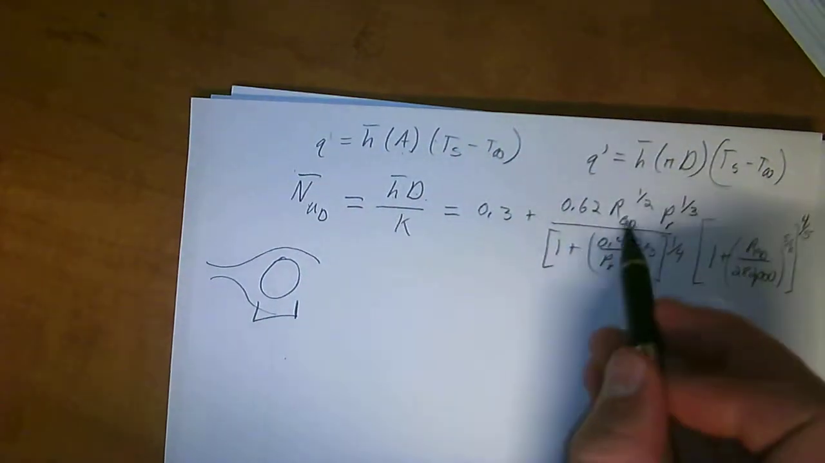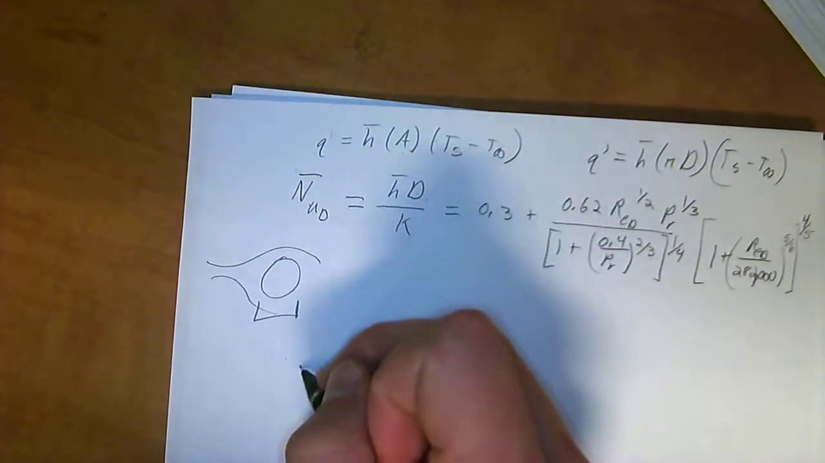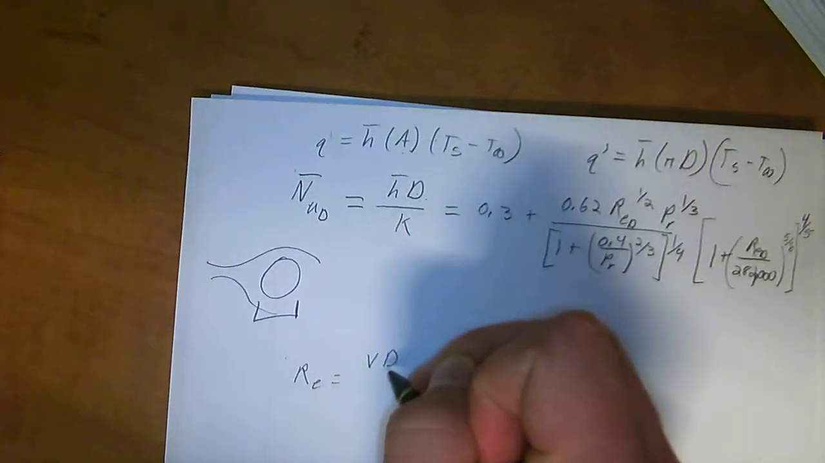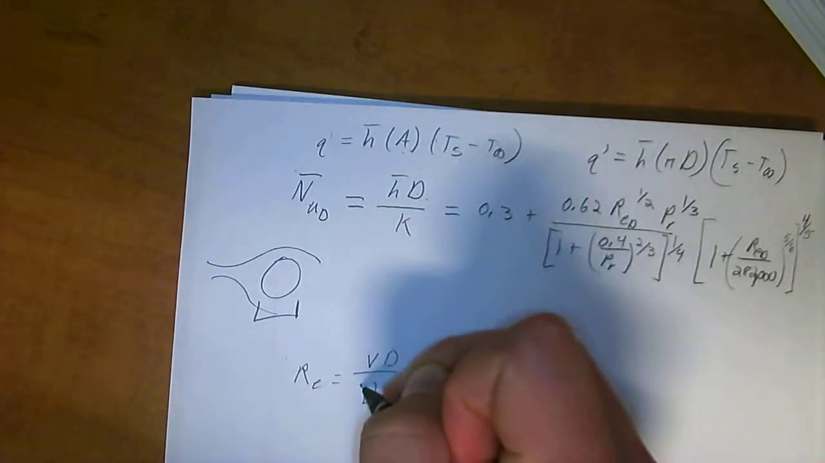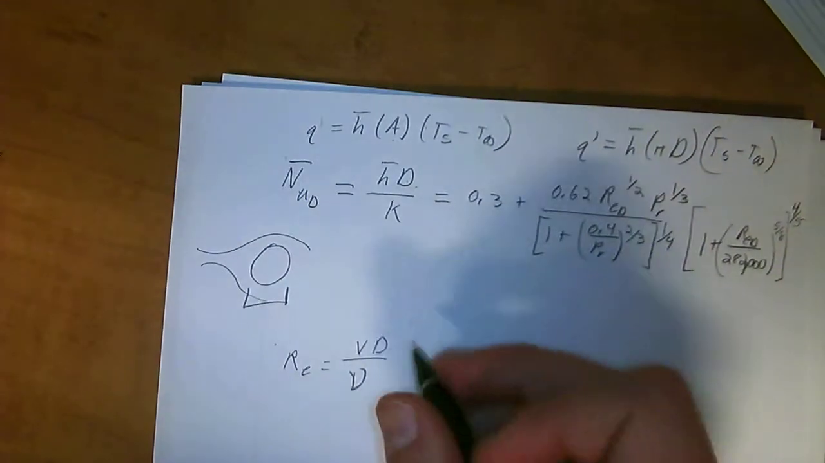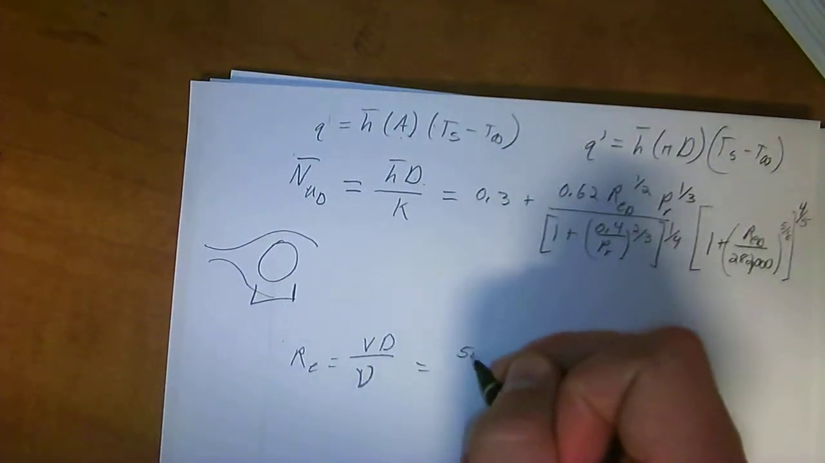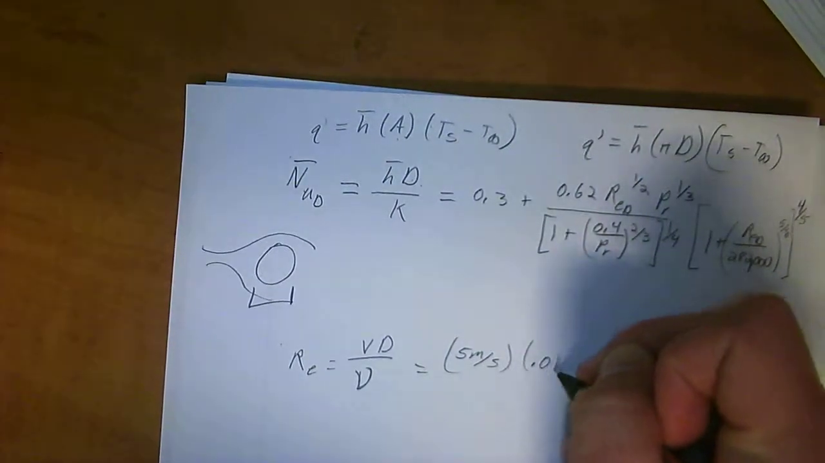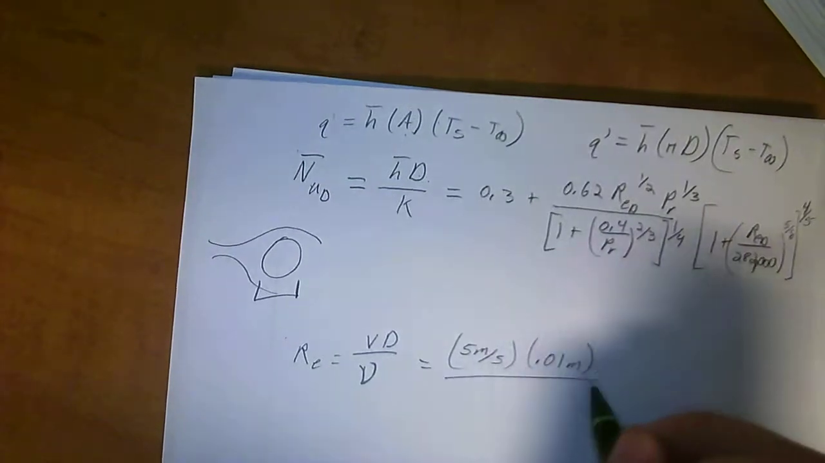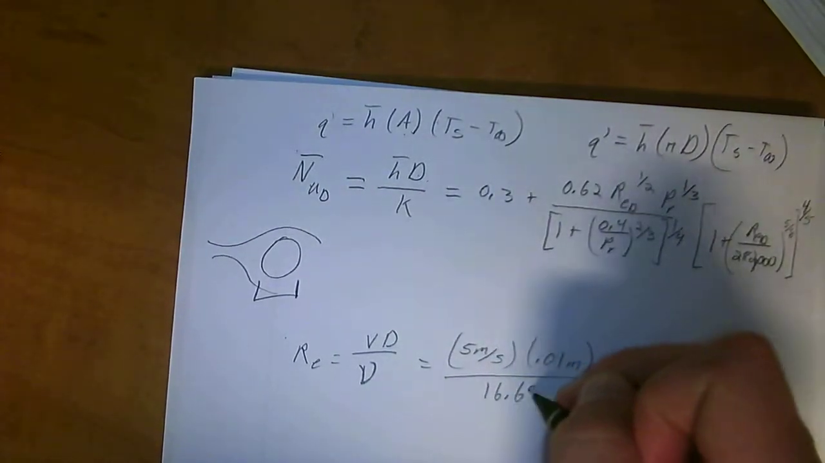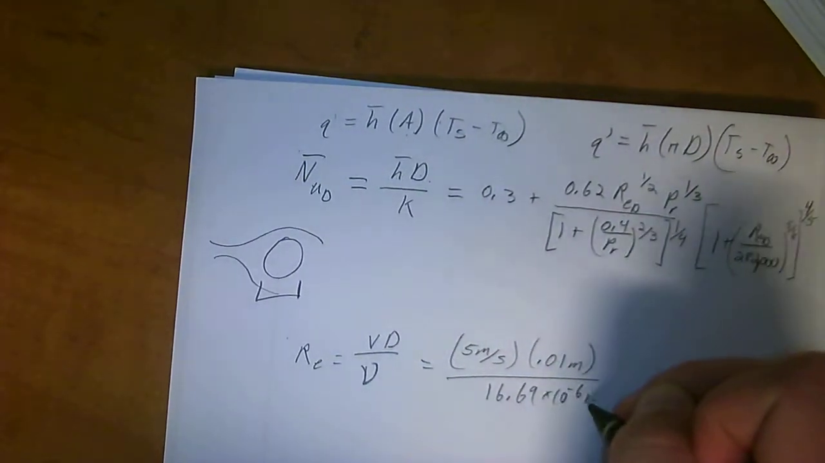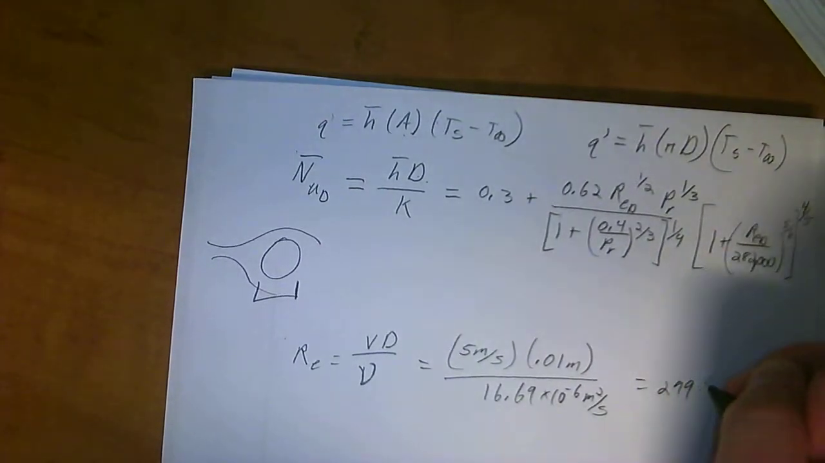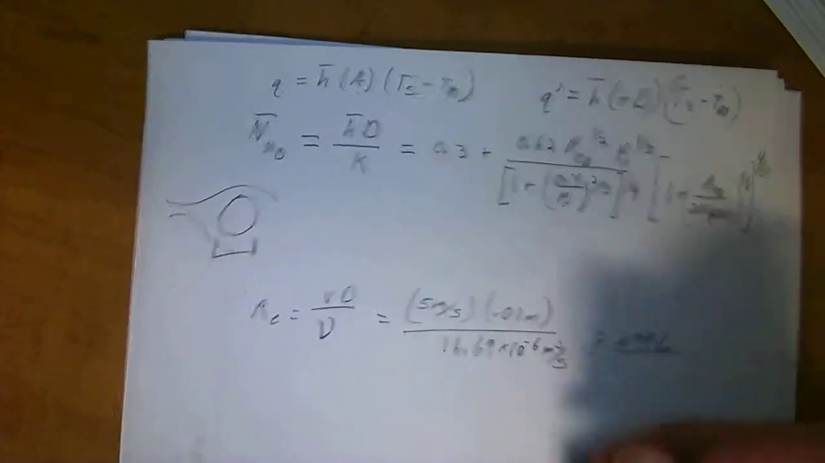So the first thing we have to do is find the Reynolds number right here. The Reynolds number is going to equal the velocity of the air times the characteristic length all over the viscosity, which we found earlier. So you've got 5 meters per second air moving through here, and the characteristic length is 0.01 meters, all over 16.69 times 10 to the negative 6 meters squared per second, which is equal to 2996. This is going to be our Reynolds number.